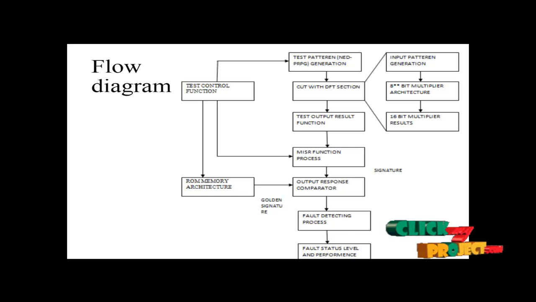After that, using the CUT with the DFT sections. After that, the test output result functions. So this is an 8-bit multiplier, we get the 16-bit multiplier result. After the testing result function, we use the signature output response compressor. The compressor we are using is the 4x4 compressor. Finally, calculate the fault detecting process.